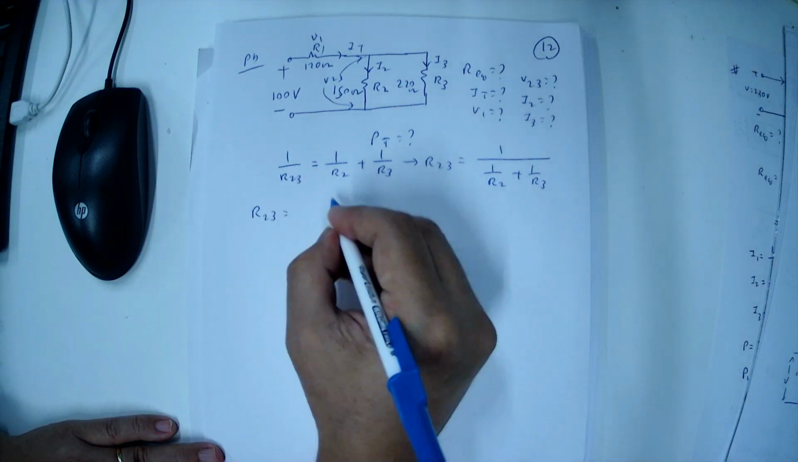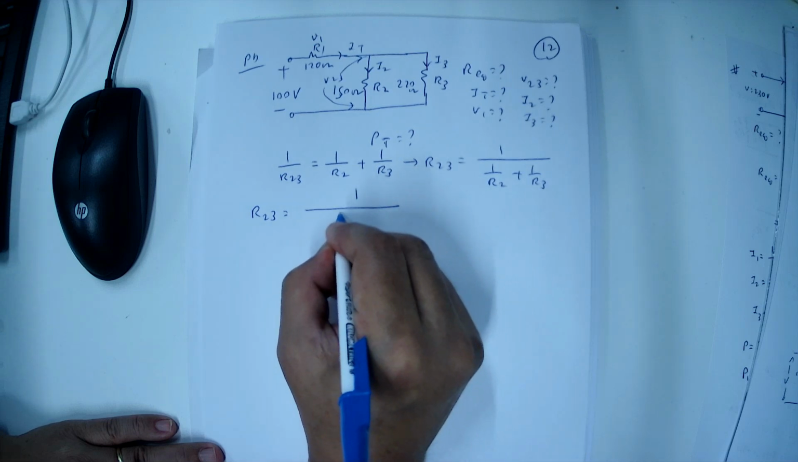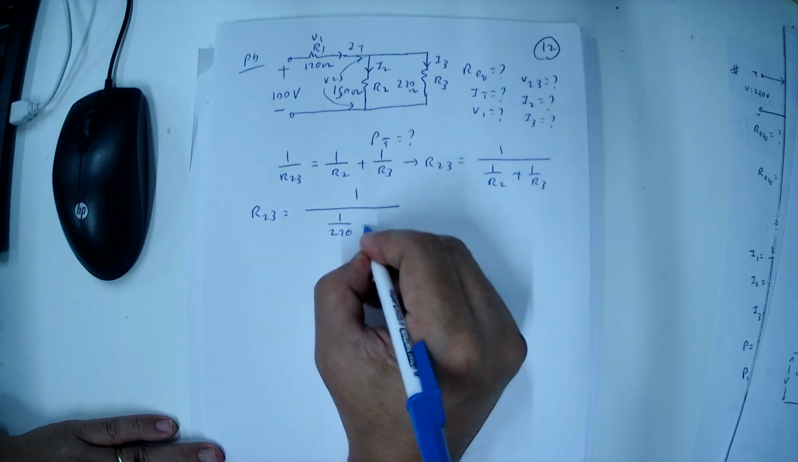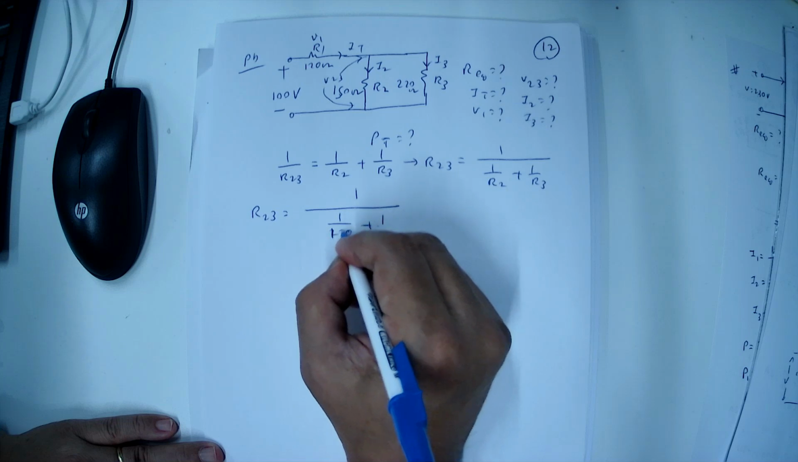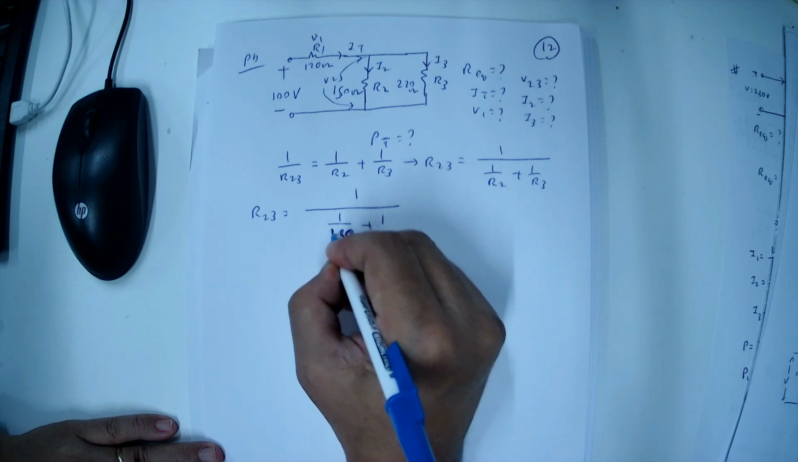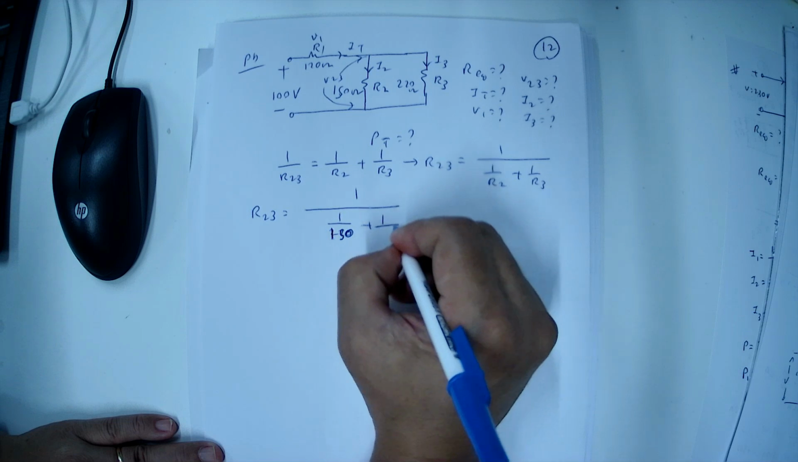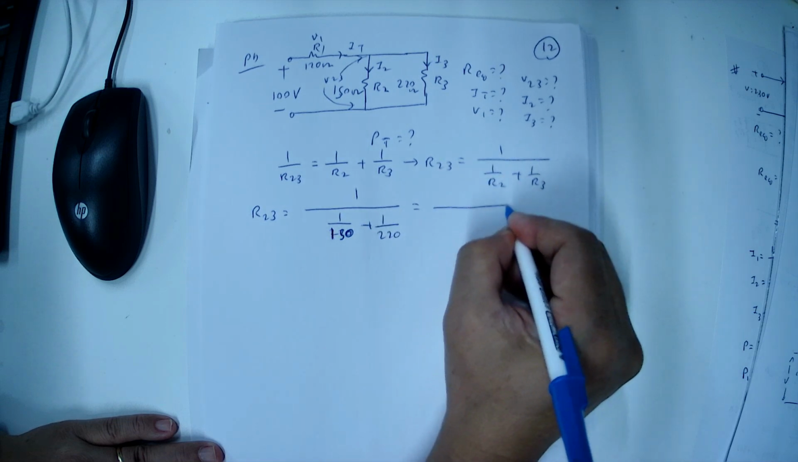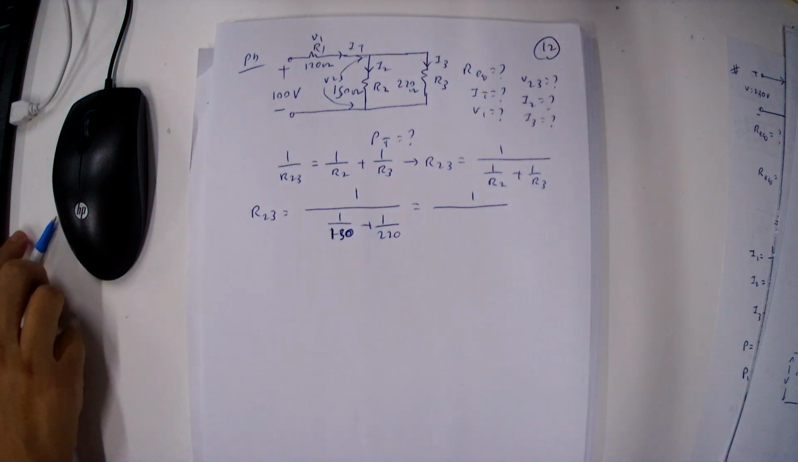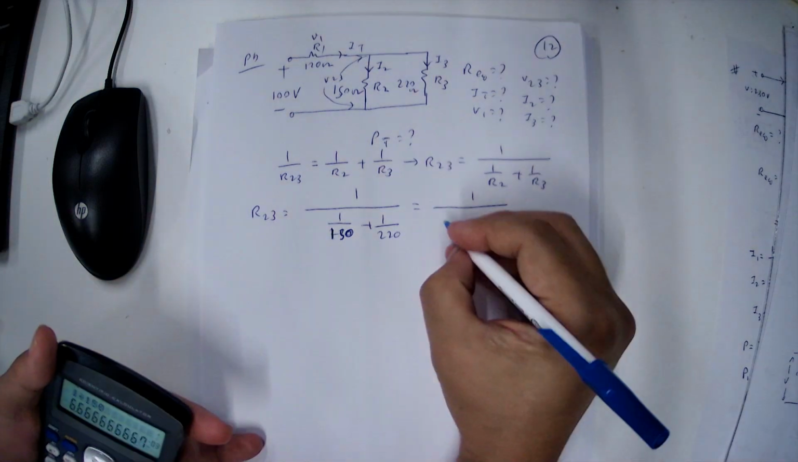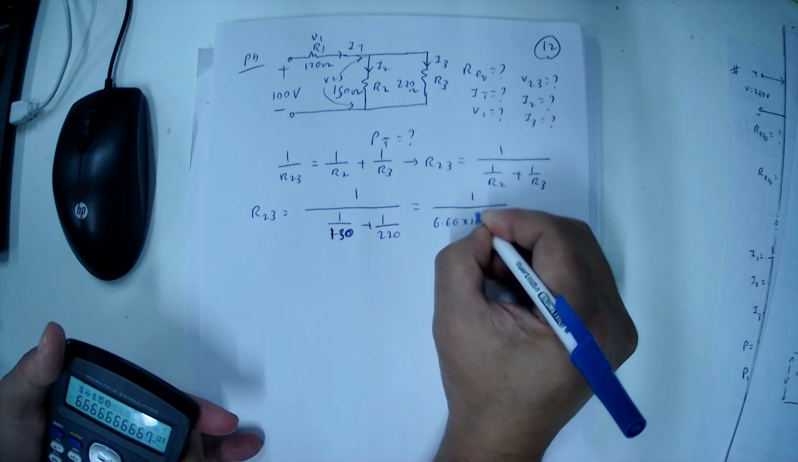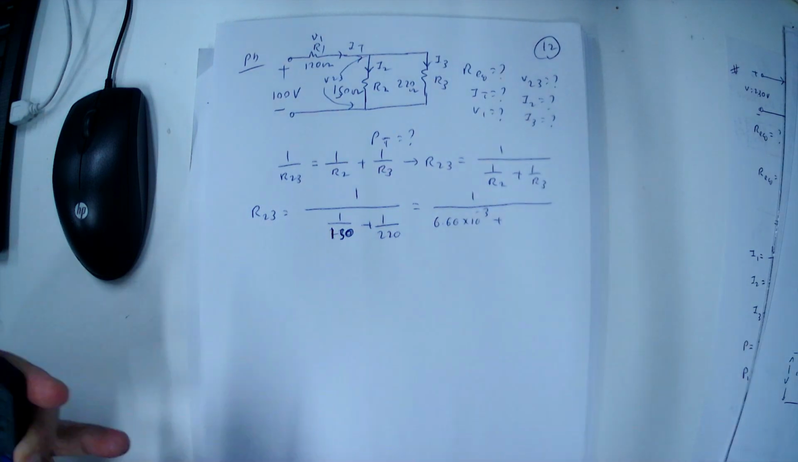R23 equals 1 divided by (1 by R2 plus 1 by R3), where R2 is 150 and R3 is 220. So 1 by 150 is 6.66 times 10 to the power minus 3, plus 1 divided by 220.